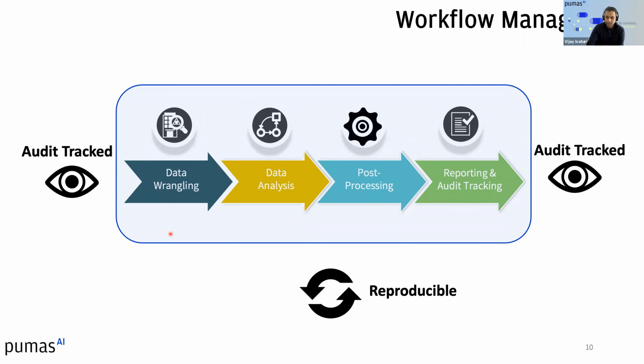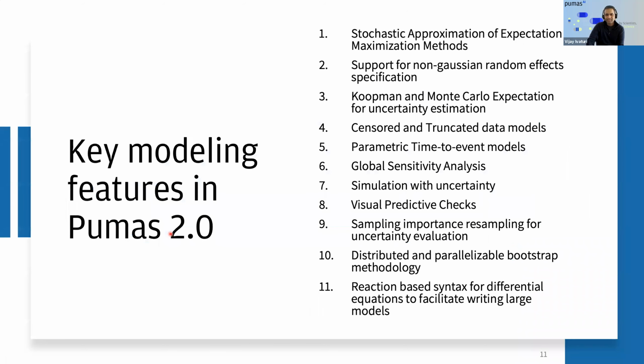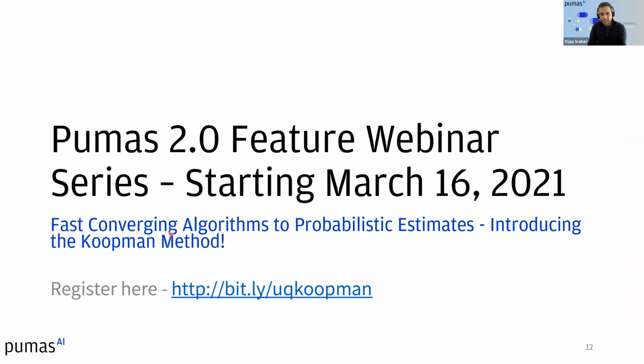So with that, let me go into the key features of Pumas 2.0. This is just a general list that I've put together, and I'm going to go into each one of them in a different slide. But what I will tell you is that starting March 16th, we have a Pumas 2.0 feature webinar series. The first one is on fast converging algorithms to probabilistic estimates. We are introducing a new method called the Koopman method. And you can register here.